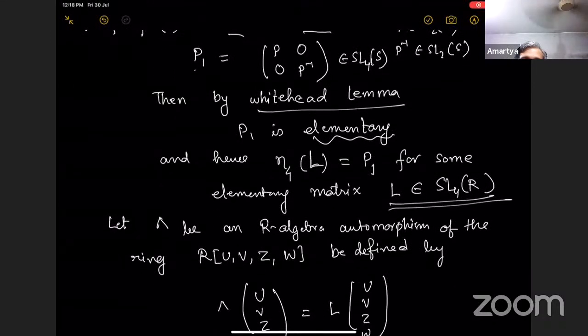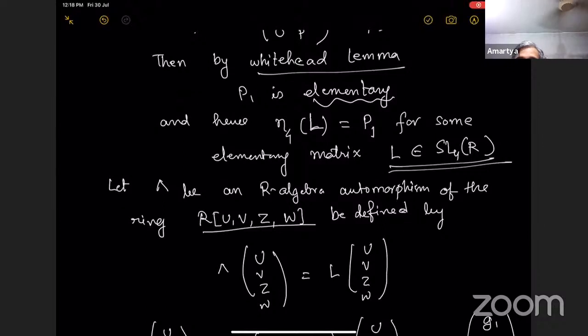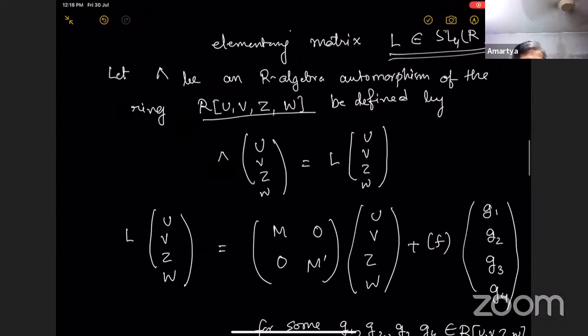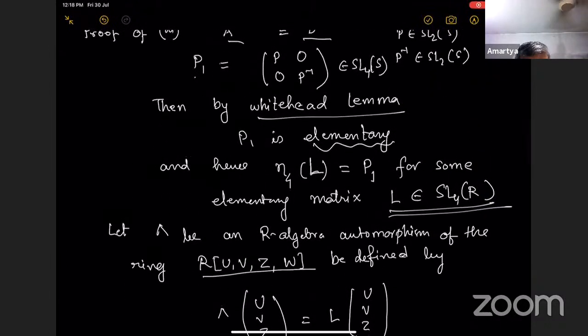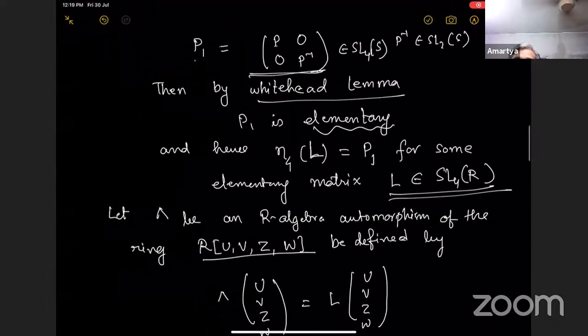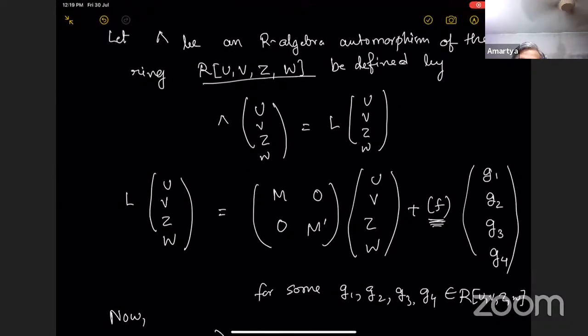So we can talk about an R-algebra automorphism of the polynomial ring R[U,V,Z,W] defined by sending U, V, Z and W to this linear transformation L. So L is that matrix. So this will be an automorphism. Now, because L is a lift of P1, and what is P1? P1 is P, 0, 0, P inverse. So for P we have a pre-image, that is my M. Similarly for P inverse we have a pre-image M dash, but that will not be the same as this L; it will differ by some multiple of F. So considering that also, this automorphism L can be written as a sum of these two factors, where G1, G2, G3 and G4 are polynomials in these 4 variables. So modulo F, it is P inverse.